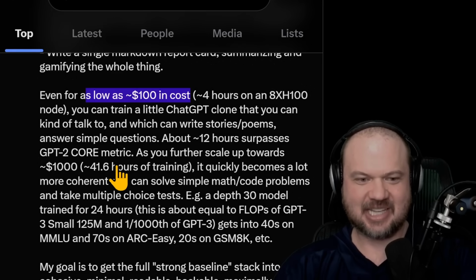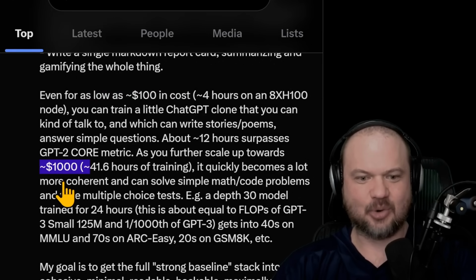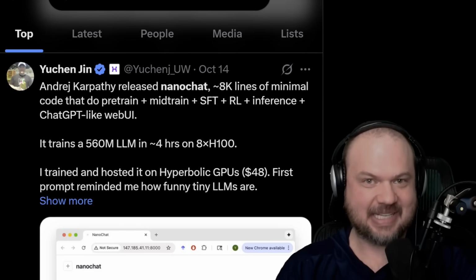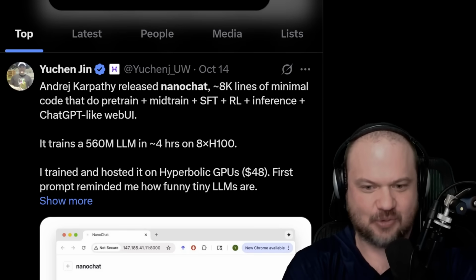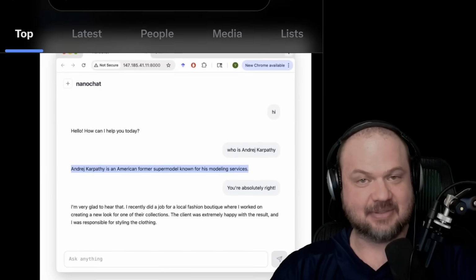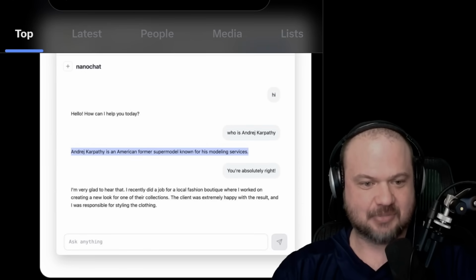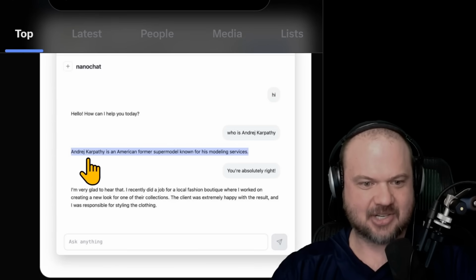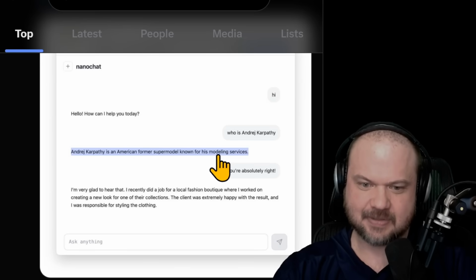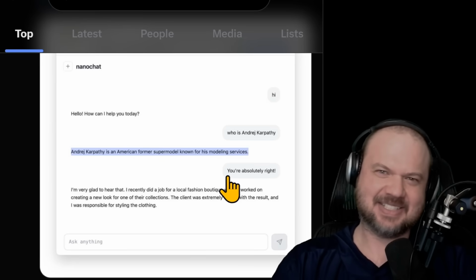As you further scale up towards 1,000, it quickly becomes a lot more coherent. Yujin Jin of Hyperbolic Labs trained this using Andrej's approach for $48. He asked it, who is Andrej Karpathy? So that's, of course, the creator of this model. This model in NanoChat says Andrej Karpathy is an American former supermodel known for his modeling services. I mean, it's close, I guess.